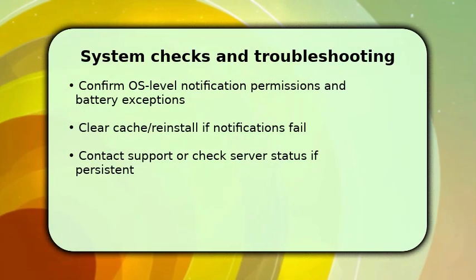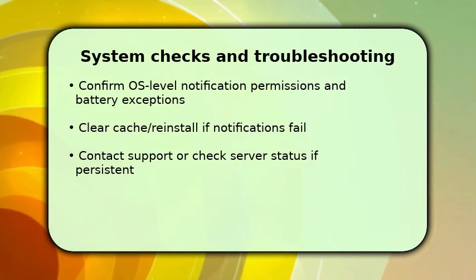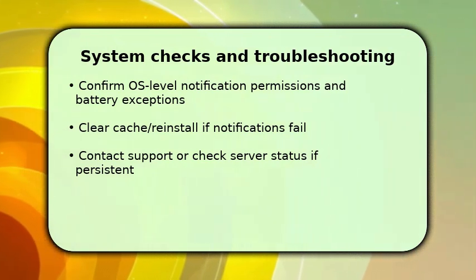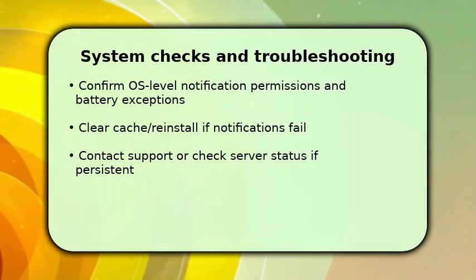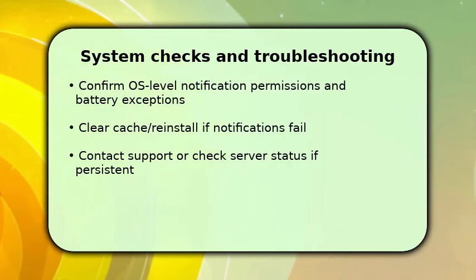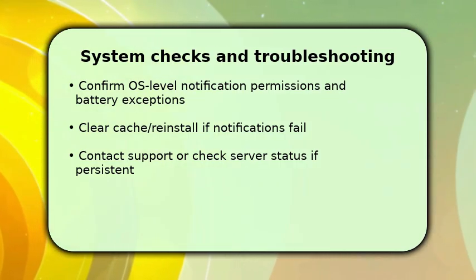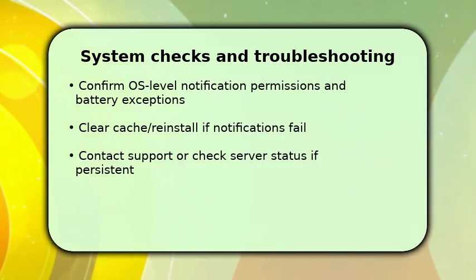Finish by verifying system settings. Allow Weverse in your phone's notification center, disable battery optimizations for the app, and enable background data so pushes arrive reliably. If alerts still fail, clear the app cache and restart or reinstall Weverse to fix corrupted settings. As a last resort, check server status or contact support with screenshots.